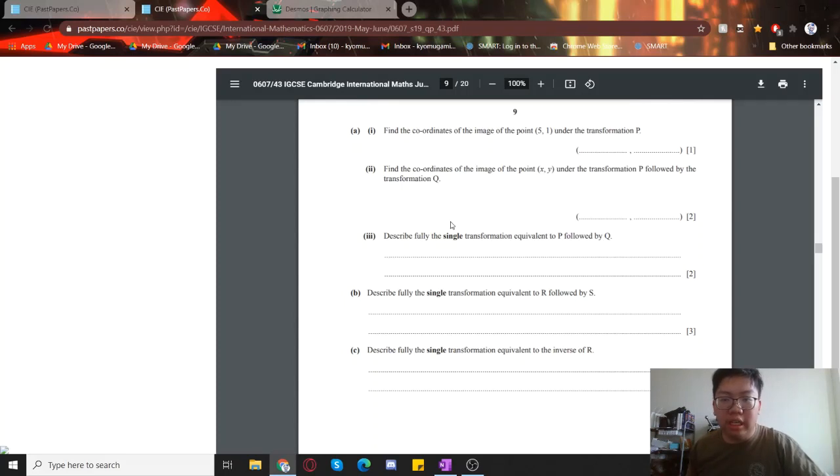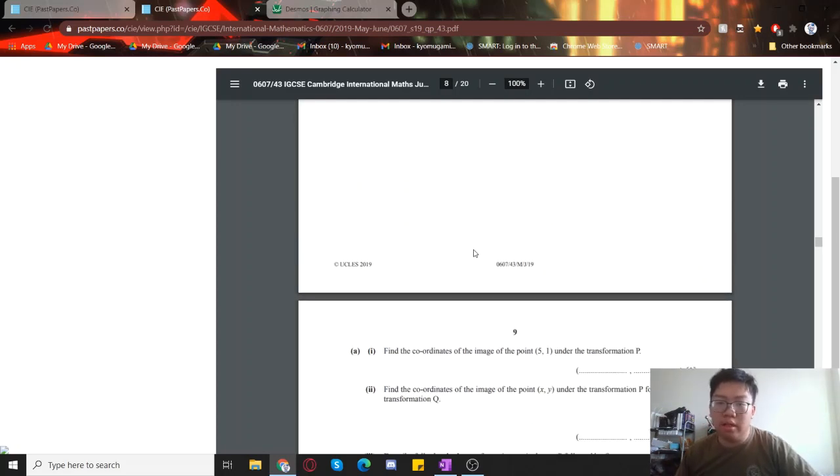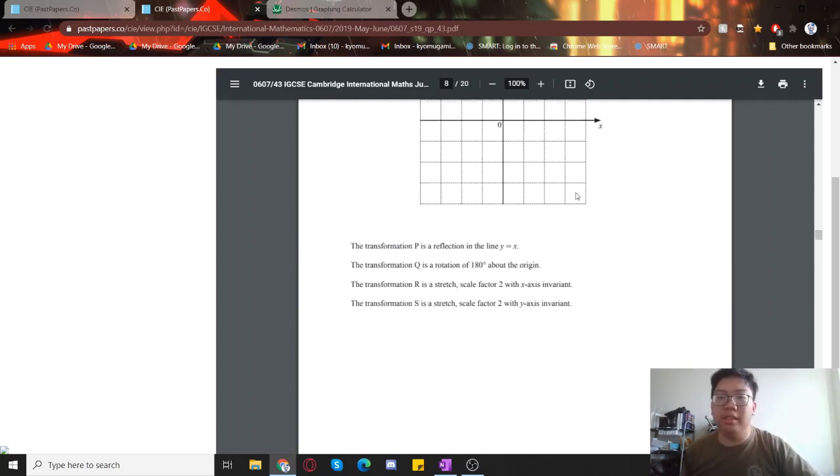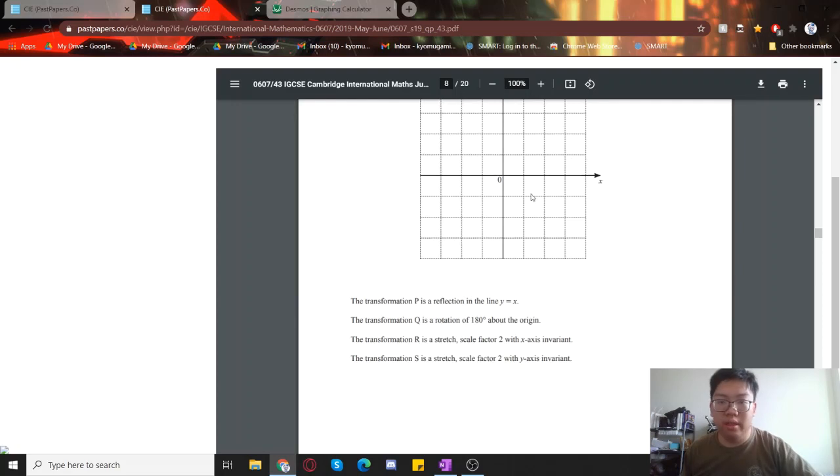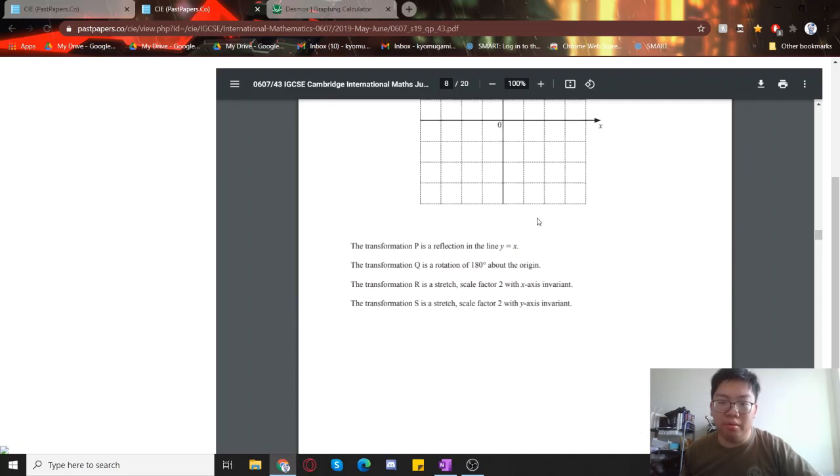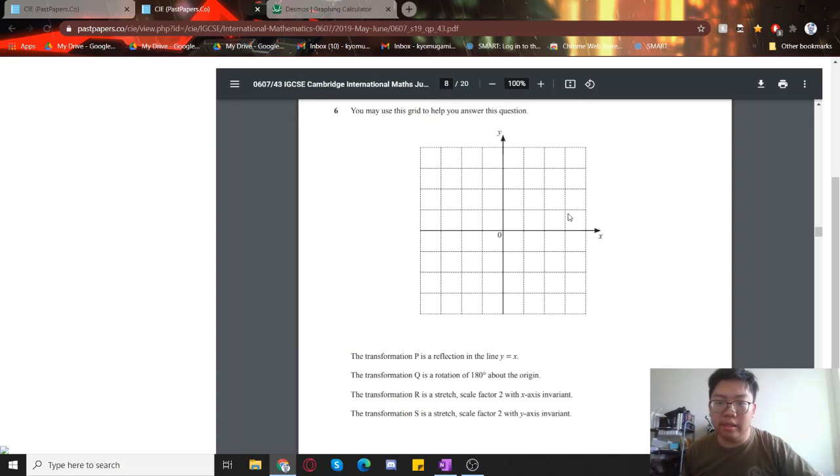Describe fully the single transformation equivalent to P followed by Q. Well, I would just draw a point on the grid, and then apply P and Q. What is it? Let's see, rotation by 90, I think.